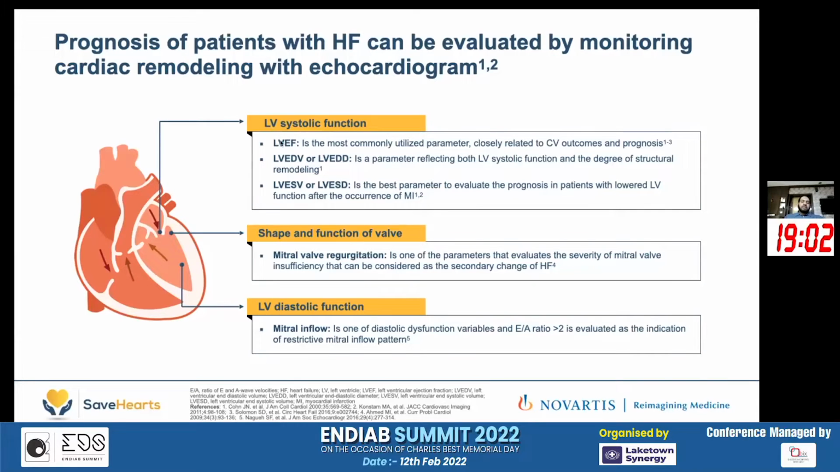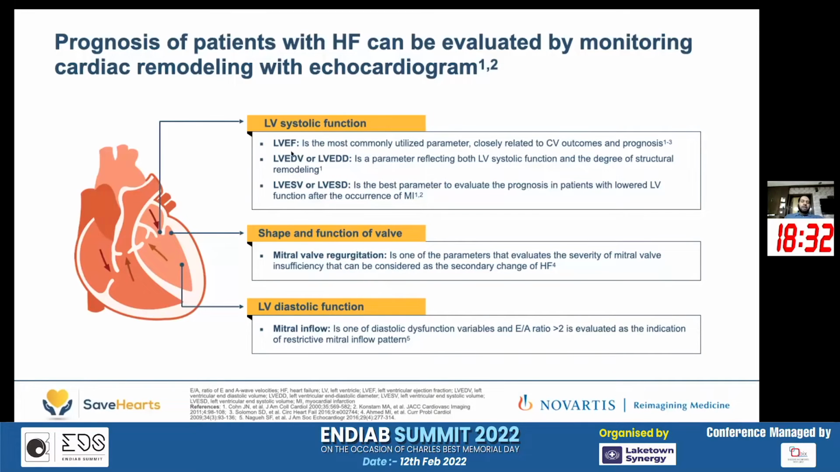So LVEF, or ejection fraction, is the most commonly utilized marker, and echo is the most common way that we assess LV ejection fraction. We also look at LV end diastolic volume, or LV end diastolic dimensions, to understand the degree of structural remodeling. Whereas left ventricular end systolic volume or end systolic dimensions are the best way to understand the amount of systolic dysfunction.